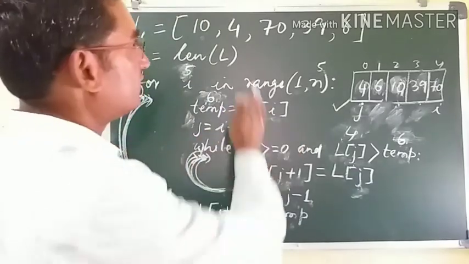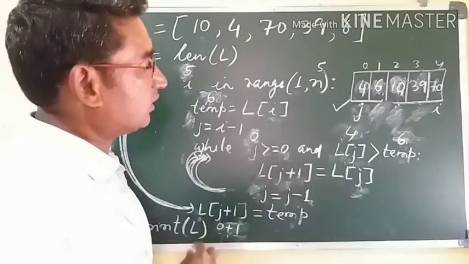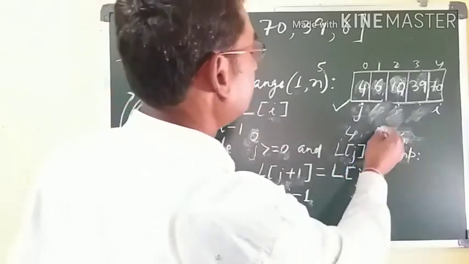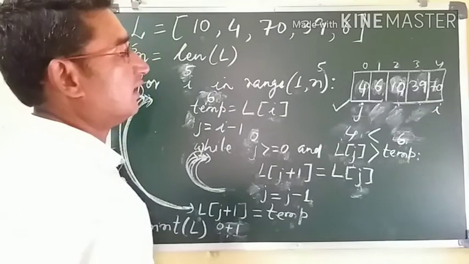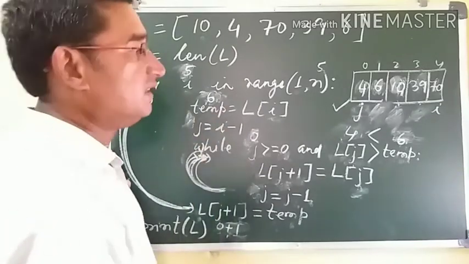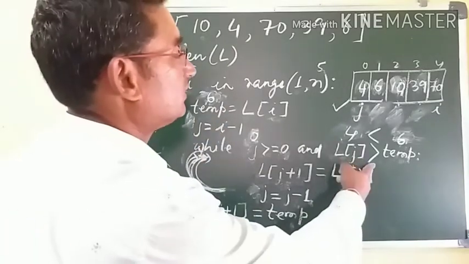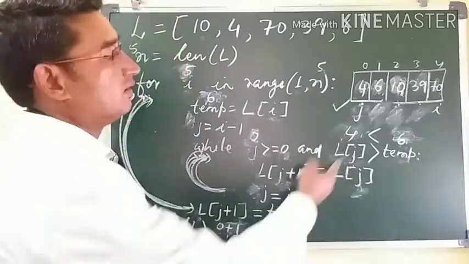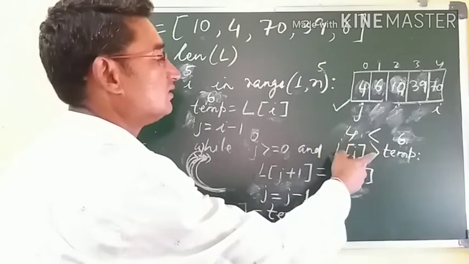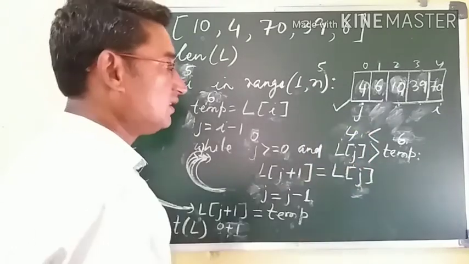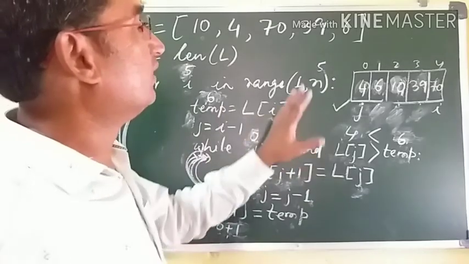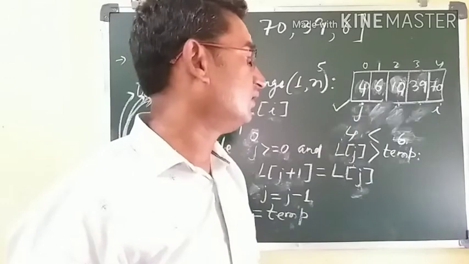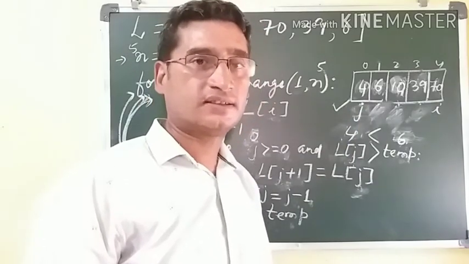To arrange the same list in descending order, you just have to write the less than sign here, and that list will be arranged in descending order. Instead of this greater than sign, you have to use the less than sign. Then the same program with this difference, instead of greater than, you use less than sign, you will get the list in descending order. This is all about the insertion sort.